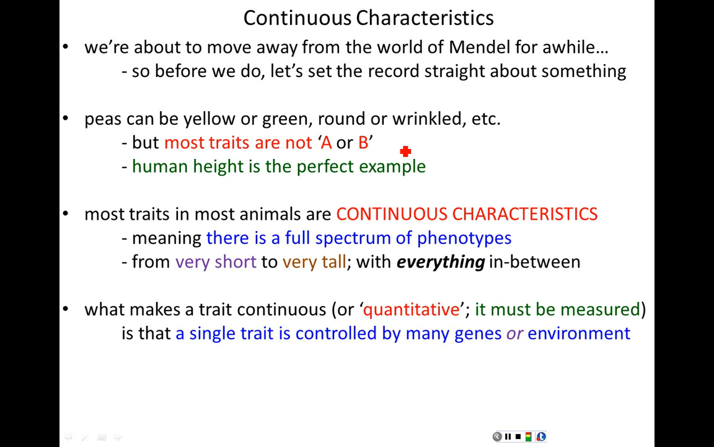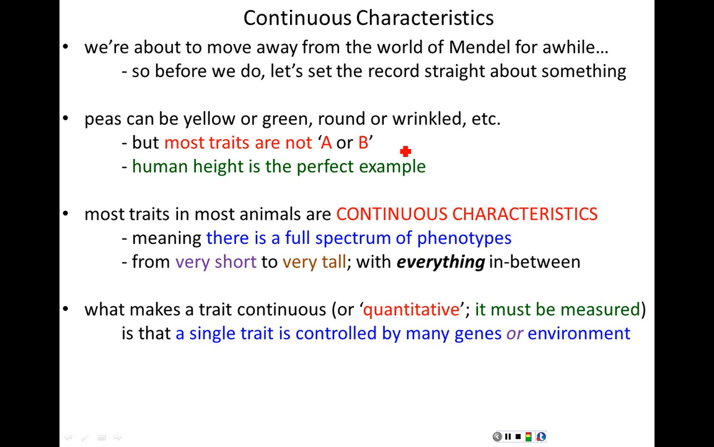So we're going to end this semester with a discussion of quantitative trait loci, and that's where this is heading. That's what this is setting the stage for. What makes a trait continuous, what makes it quantitative, what makes it that it has to be measured. Not green or yellow, how green, how yellow, not tall or short, how tall. Let's measure the height.